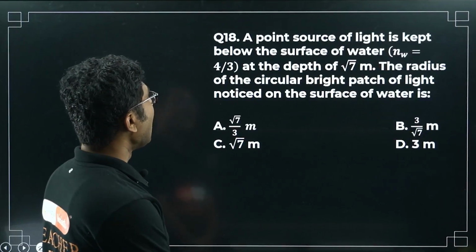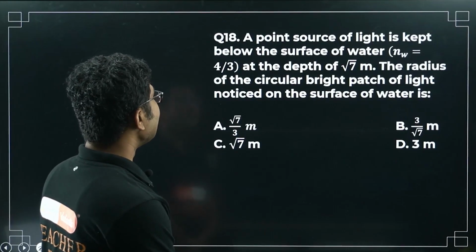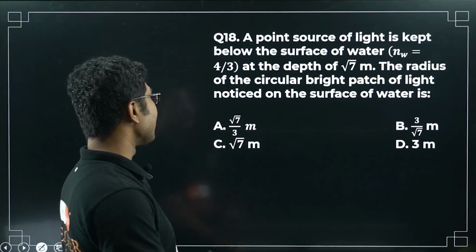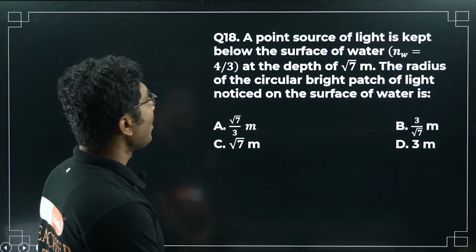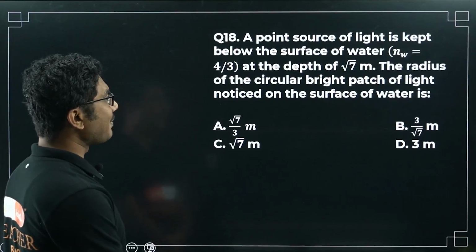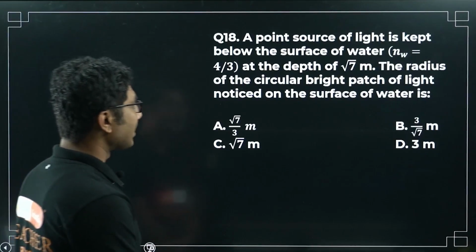Next question, 18. A point source of light is kept below the surface of water. The refractive index of water is 4 by 3. The depth is √7 meter. The radius of the circular bright patch of light noticed on the surface of the water is.